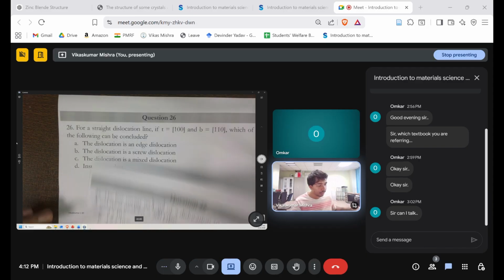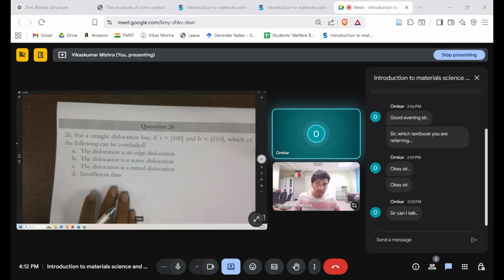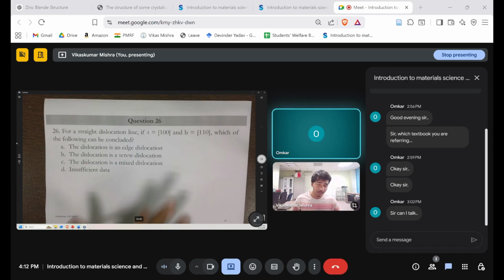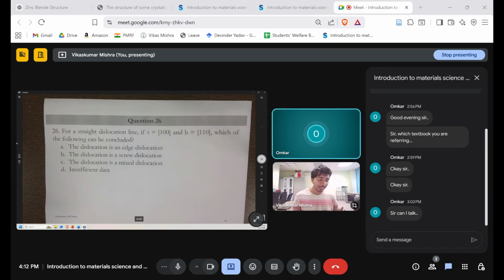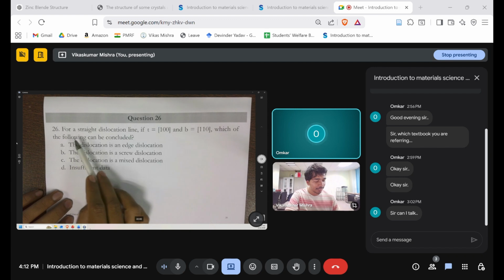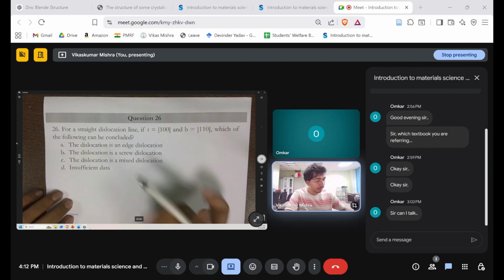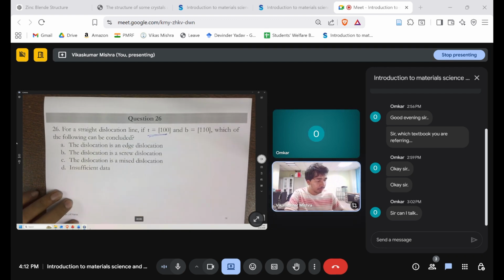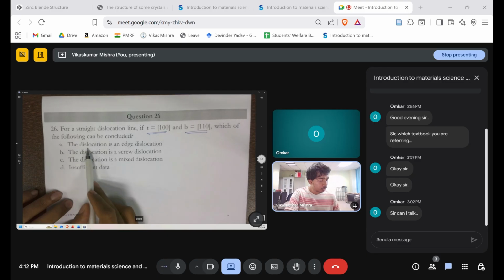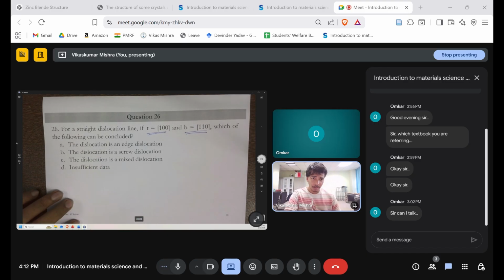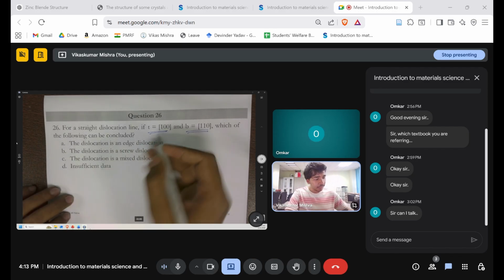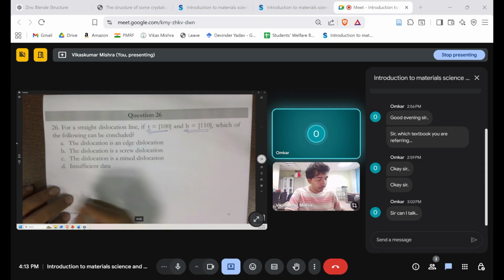Let's move ahead to the last question of this. Sir, how many questions are left? Last question. Okay, sir. Great. Okay, for the straight dislocation line, the tangent vector is given, the Burgers vector is given, which of the following can be concluded? The dislocation is an edge, screw, mixed, or data is insufficient. So what procedure do we need to follow? Tangent we know. Should we draw the structure, that vector?